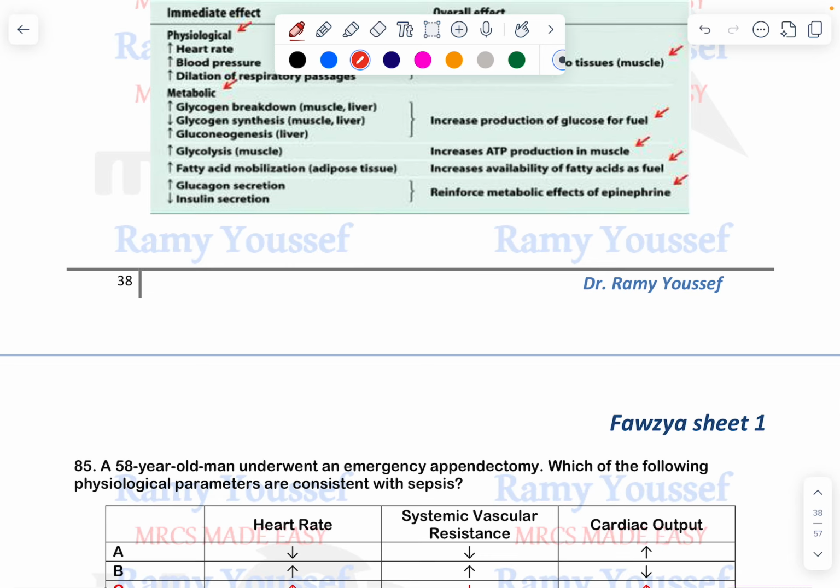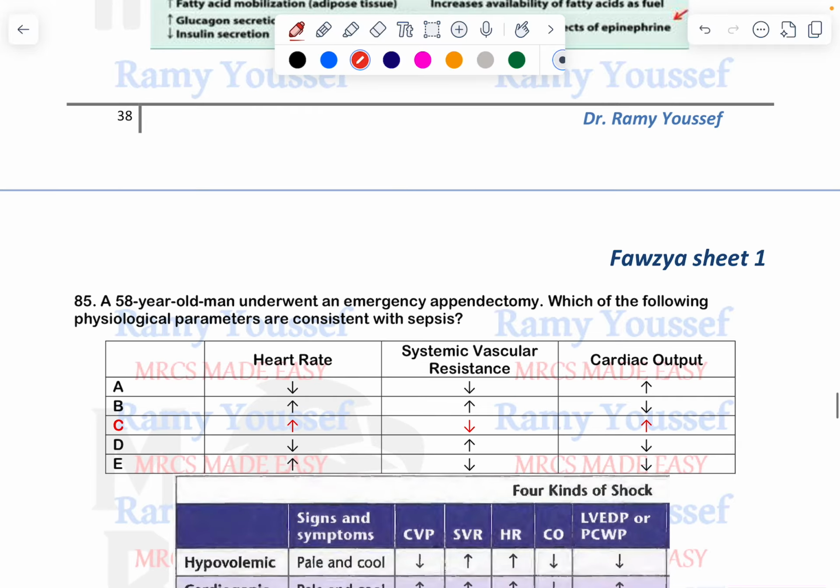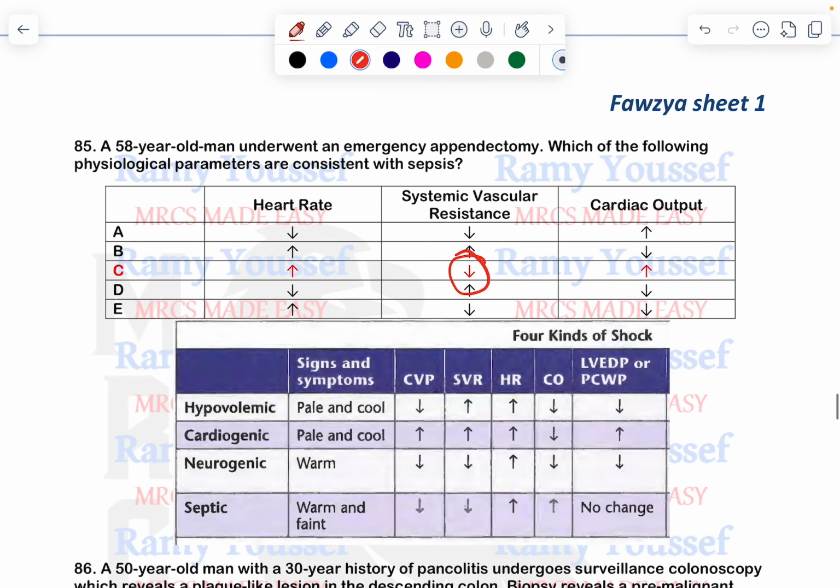Emergency appendectomy. Which of the following physiological parameters are consistent with sepsis? In sepsis, SVR is low, cardiac output is low, heart rate is increased. So cardiac output, SVR is low. This is important: cardiac output may increase compensatorily. This is septic shock. Central venous pressure, systemic vascular resistance, CVP. So cardiac output will be increased because of increased heart rate.